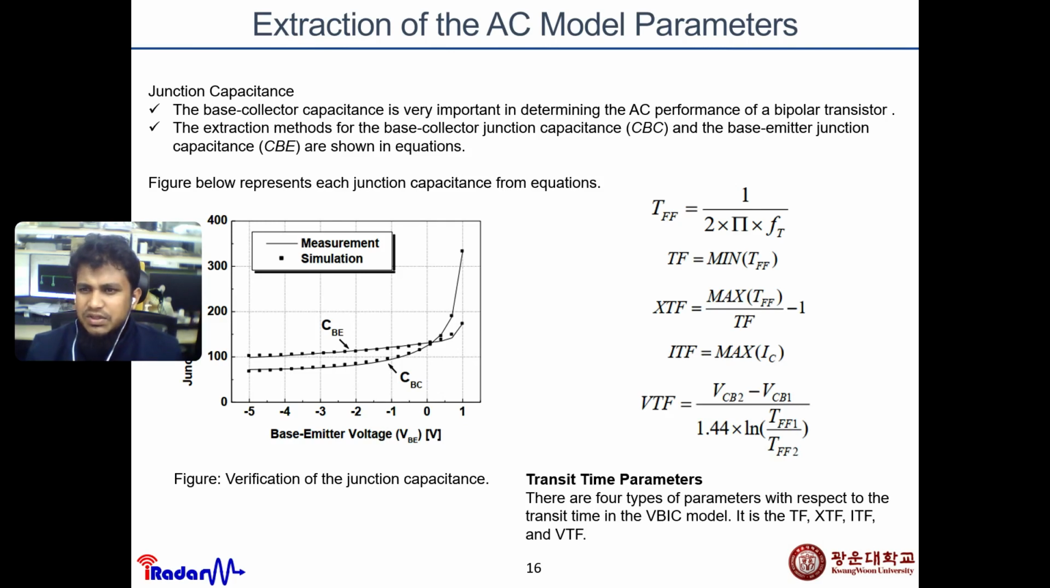The extraction method of base collector junction capacitance and base emitter junction capacitance are shown in these equations. This is the tangent time parameters equation. There are 4 types of parameters with respect to the tangent value and VBIC models.